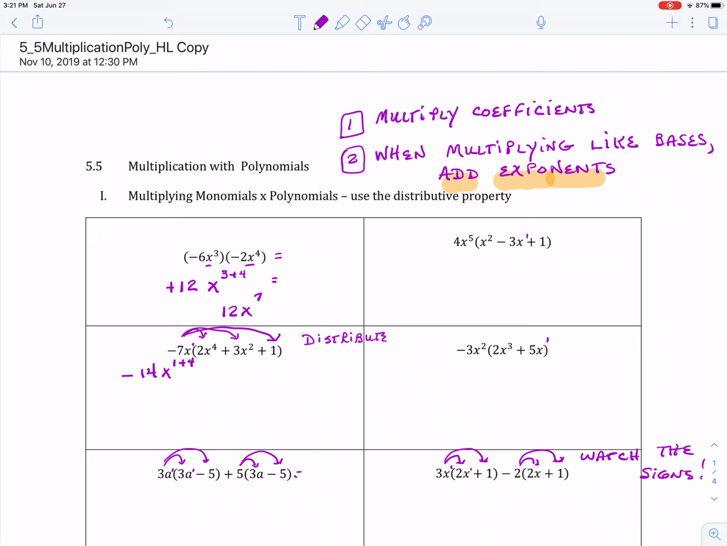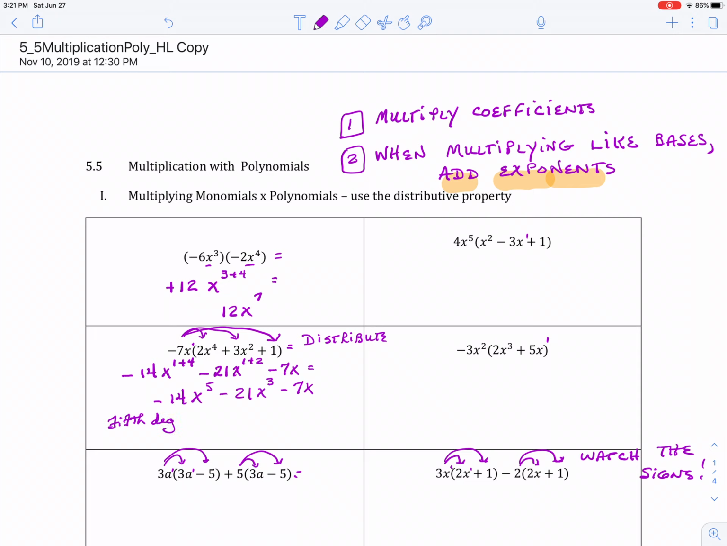All right, on the next distribution, I'm multiplying a negative times a positive, which is a negative. 7 times 3 is 21, and this is x to the 1 plus 2, adding the exponents. And on the last multiplication, negative times positive is negative. 7 times 1 is 7, and this is just a single factor of x. So when I finish this up, it's going to be negative 14x to the 5th degree minus 21x to the 3rd degree minus 7x. And as we talked earlier, this is a 5th degree.